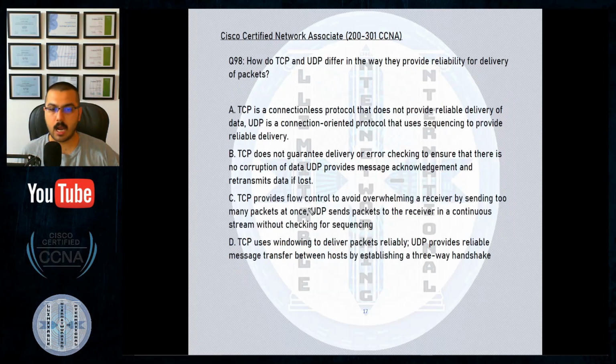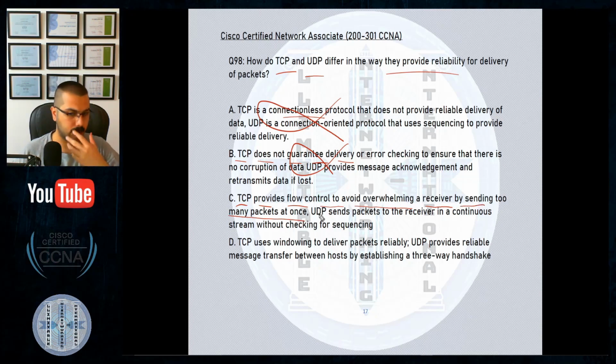Good so far. How do TCP and UDP differ from the perspective of reliability? TCP is reliable, UDP is never reliable. TCP is connection oriented, no exceptions. TCP does guarantee delivery. TCP provides flow control to avoid overwhelming a receiver by sending too many packets at once. And UDP sends packets to the receiver in a continuous stream without checking or sequencing.